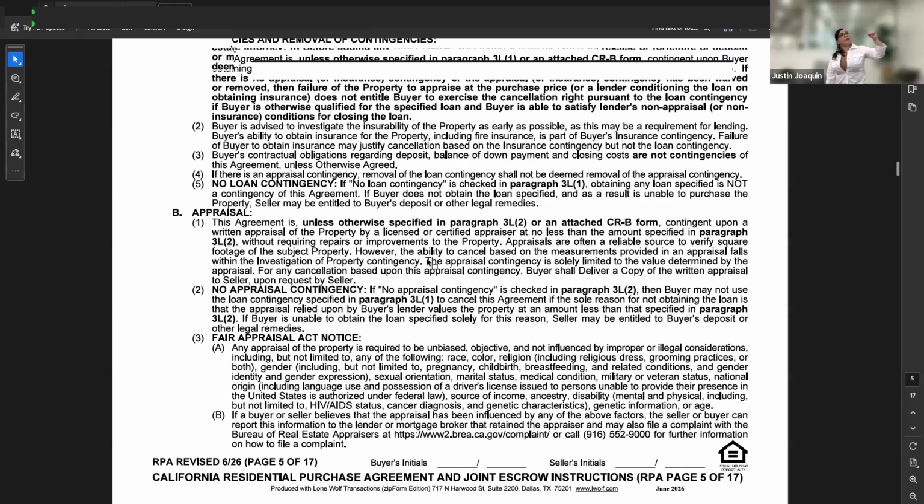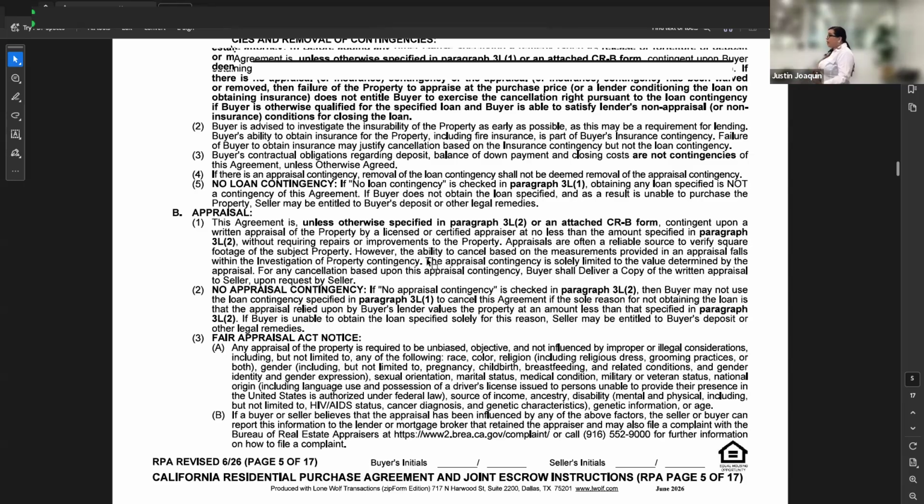Deposit, down payment, and closing costs are not contingencies of this agreement. That's not a valid reason to cancel if they blew that money. Okay, so we need to have that conversation with them. Buyer, everything we've represented in this offer, your credit, your down payment, your closing costs, absolutely can have no changes.